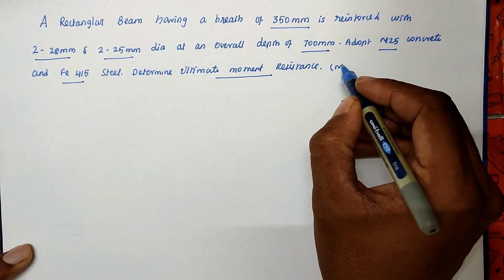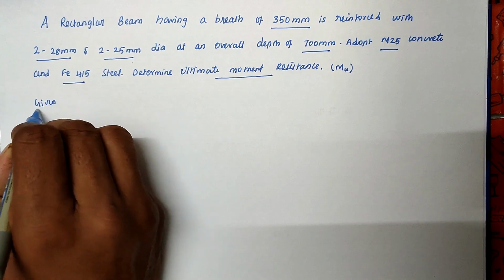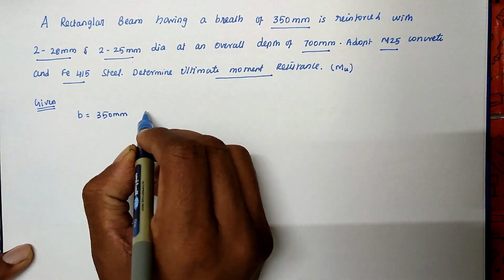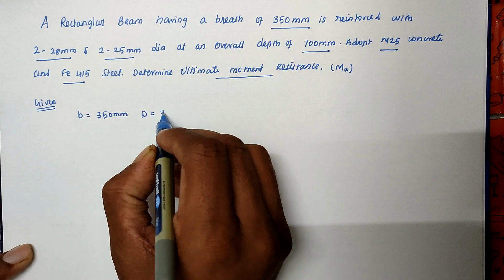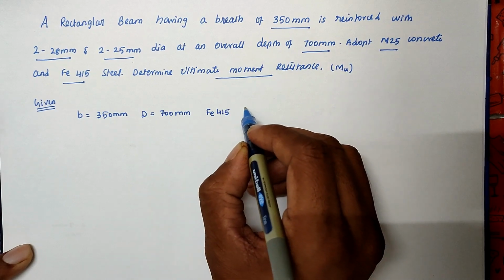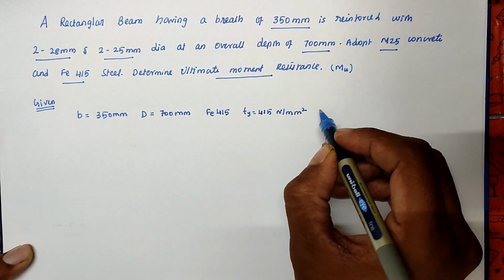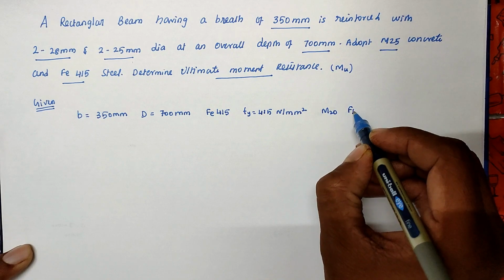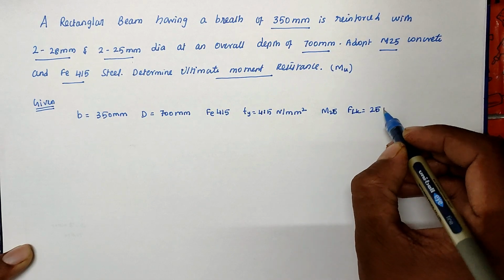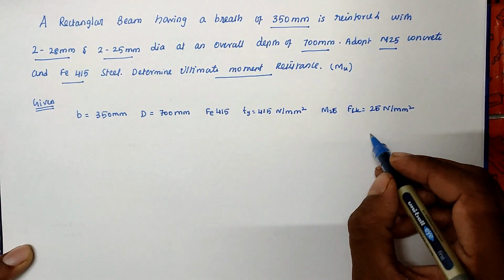So we have to find out the ultimate moment of resistance, Mu. First, the given values: the breadth b is 350 mm, then the overall depth D equal to 700 mm. Fe415 steel is used, so fy equal to 415 newton per mm square. M25 grade concrete is used, so fck equal to 25 newton per mm square. These are all the given values, and we have to find the moment of resistance.